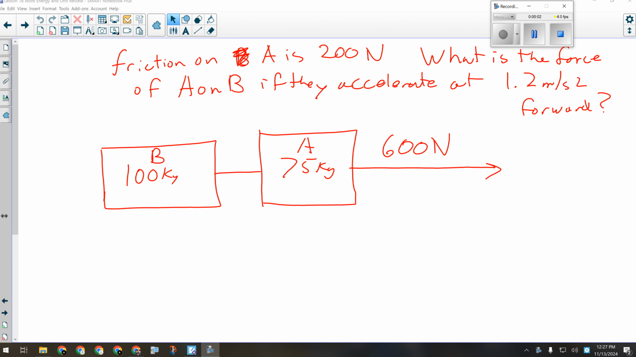Okay, so the force we're looking for is actually a force that's acting on box B. But there's a problem. I don't know very much about box B. How many forces are acting on box B?